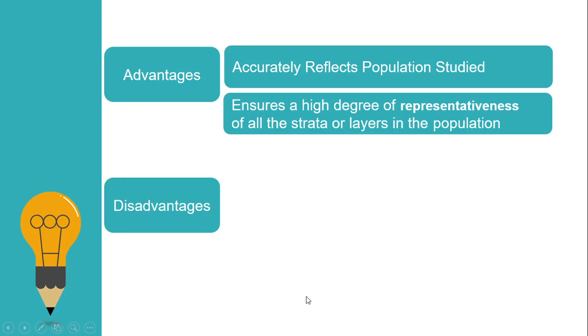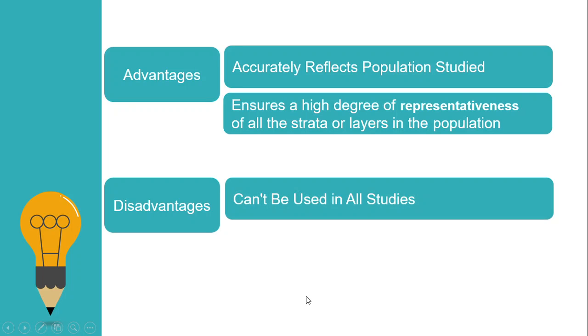Disadvantages of this sampling method: number one, it can't be used in all studies. It's too difficult to use in all studies. So that's why we cannot use this kind of sampling in all studies.